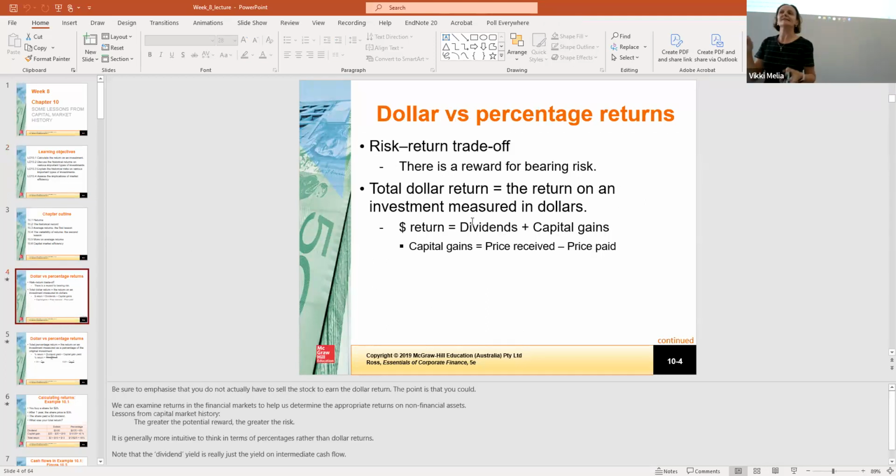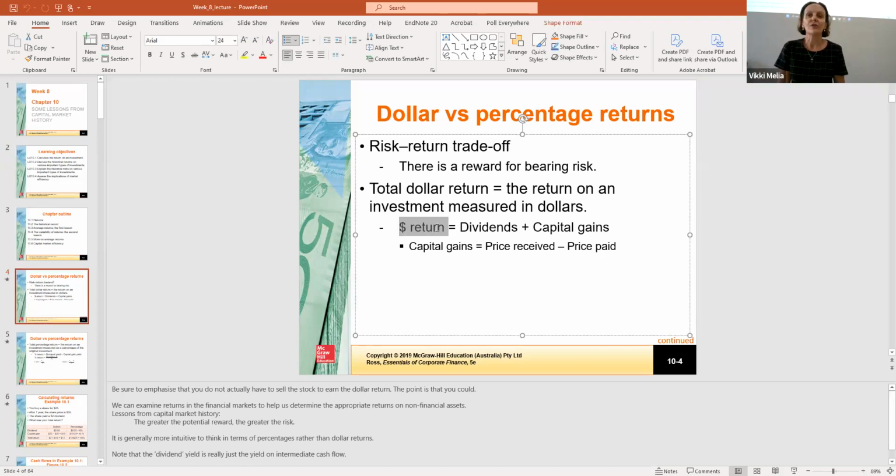There are two ways that we can measure return. We can calculate the return in dollars. The total dollar return from an investment is calculated as the dollar dividends plus the dollars of capital gain. The total dollar return means that we add together the income or the dividends and the capital gain. What does capital gain mean? What's a capital gain?